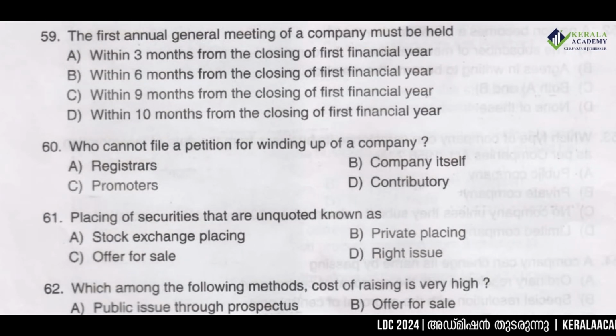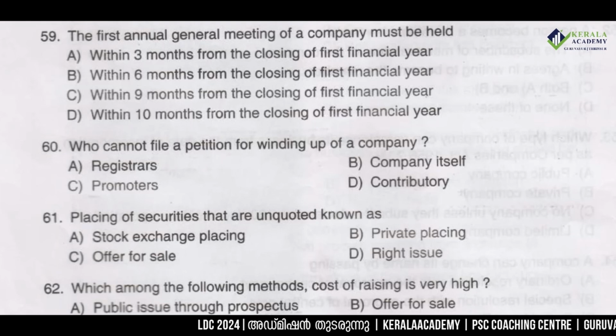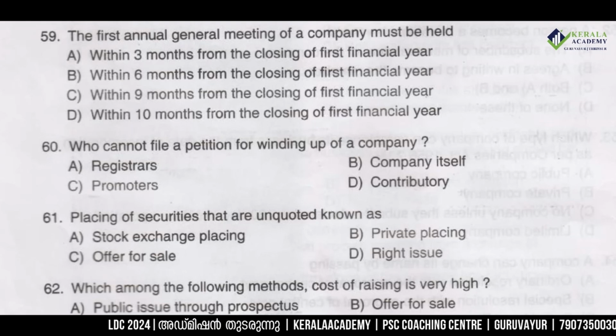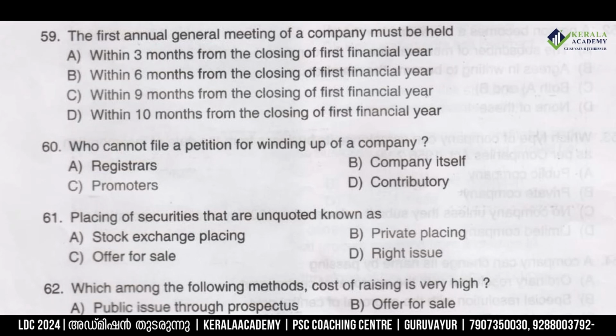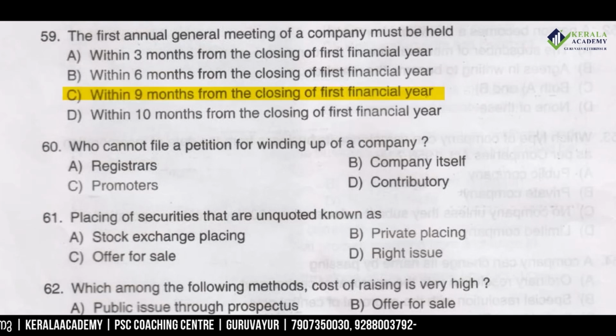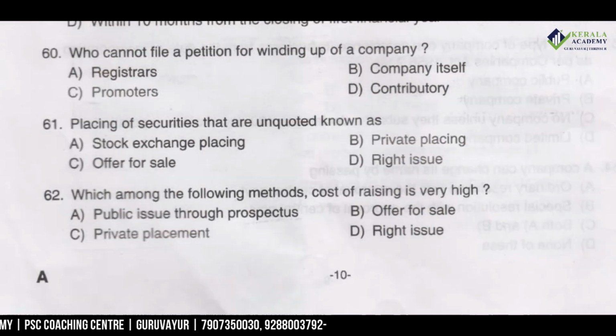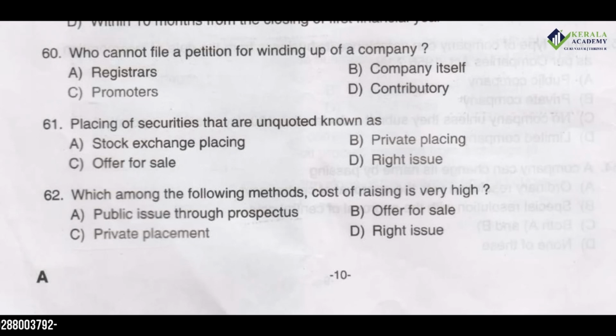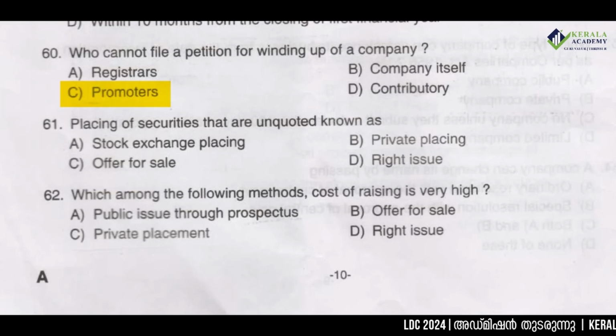The first annual general meeting of a company must be held within 3 months from the closing of the first financial year, within 6 months, within 9 months, within 10 months. Correct answer option C, within 9 months from the closing of the first financial year. Who cannot file a petition for winding up of a company? Registrars, company itself, promoters, contributory. Correct answer option C, promoters. Placing of securities that are unquoted is known as stock exchange placing, private placing, offer for sale, right issue. Correct answer option B, private placing.